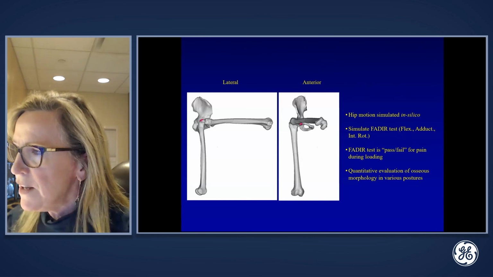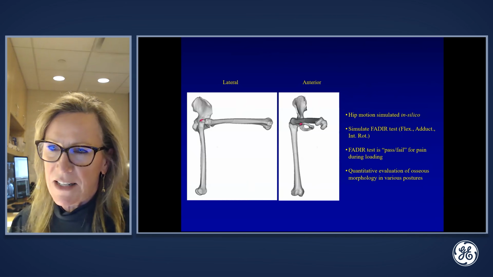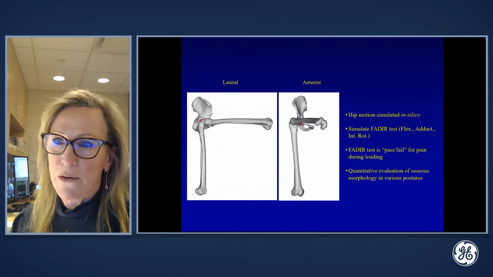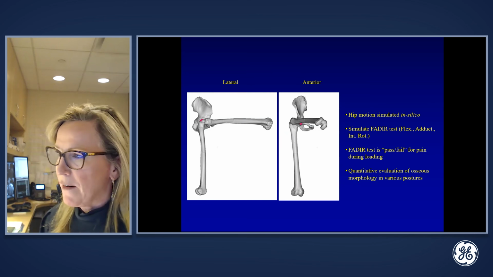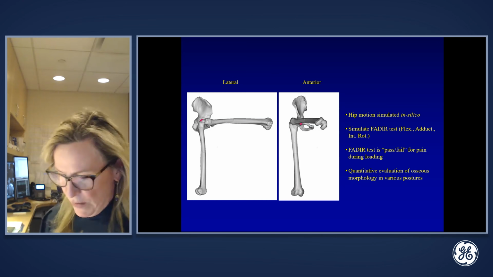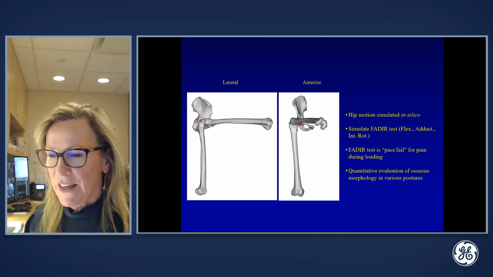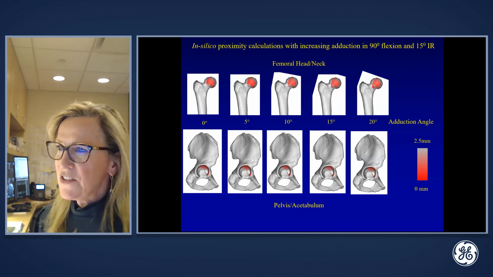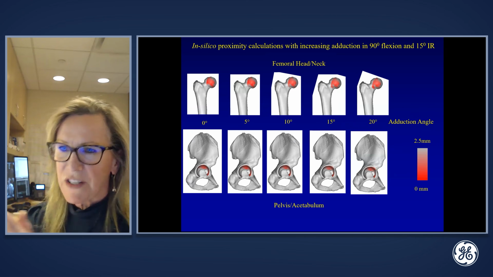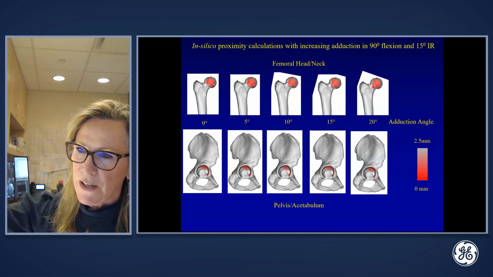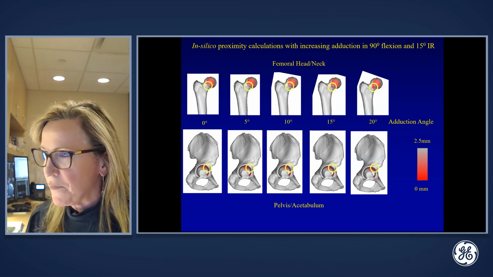The flexion adduction internal rotation test is a very common test that's done to assess for patients with pain with femoroacetabular impingement. In silico now, we can take these 3D models and bring them to 90 degrees of flexion and then do iterative amounts of adduction of the hip and internal rotation. And this is looking at proximity calculations where we get these increased contact pressures as the hip at 90 degrees is put into greater degree of internal rotation and adduction.